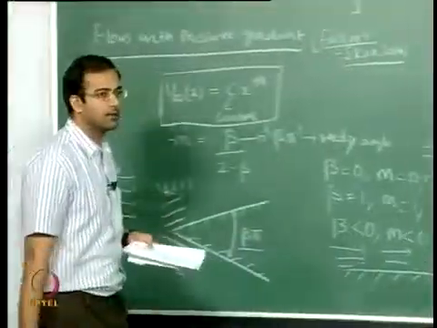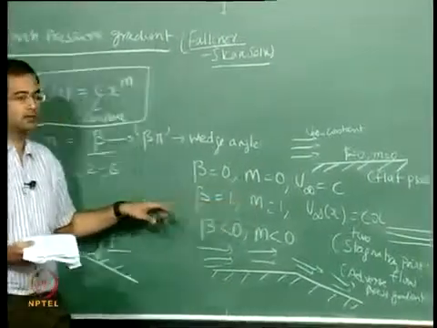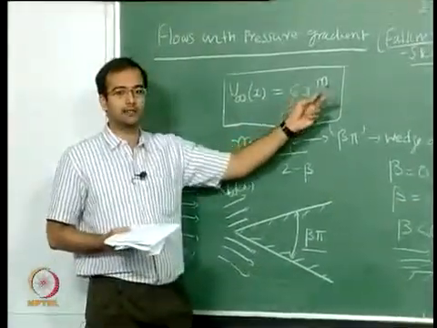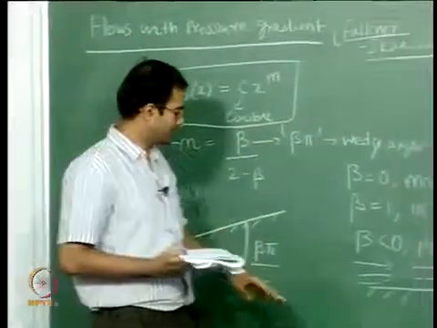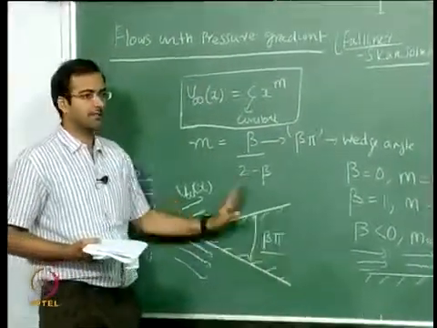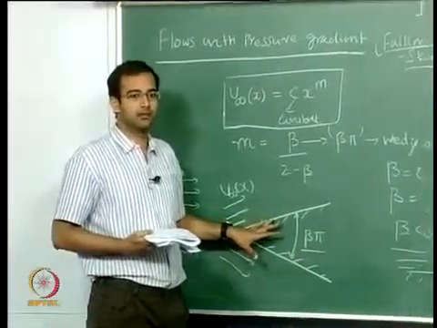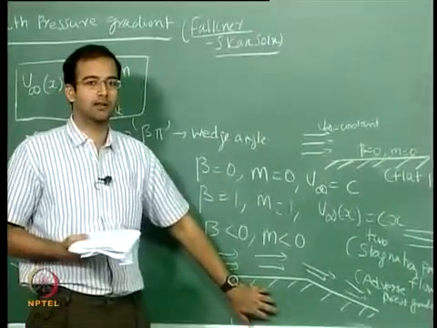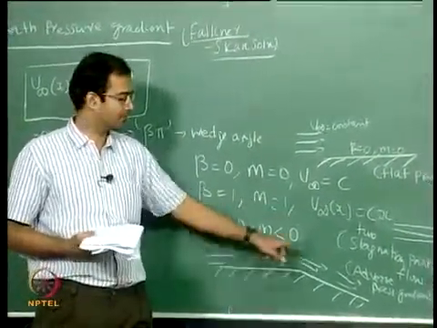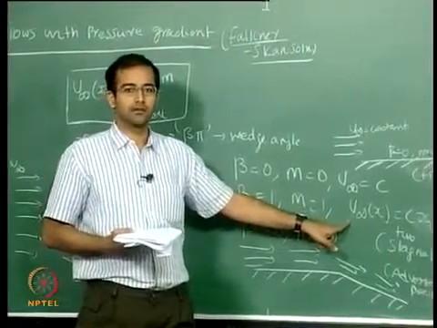All right. So whereas the case where your beta is greater than 0, what should happen? The flow should accelerate. Your m is positive, okay. So wherever your wedge angles are positive like this, it is an accelerating flow. Where your wedge angle is negative like this, it is a decelerating flow or it is an adverse pressure gradient flow. In this case it is a favorable pressure gradient flow, okay.